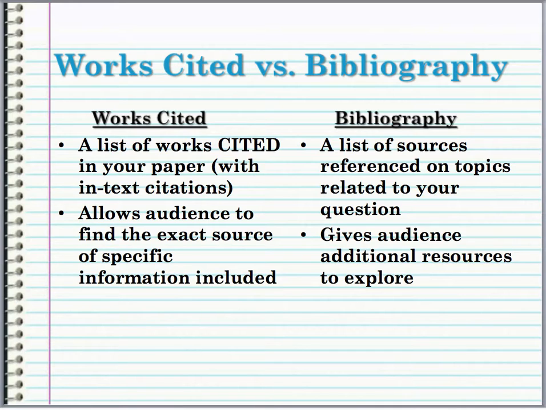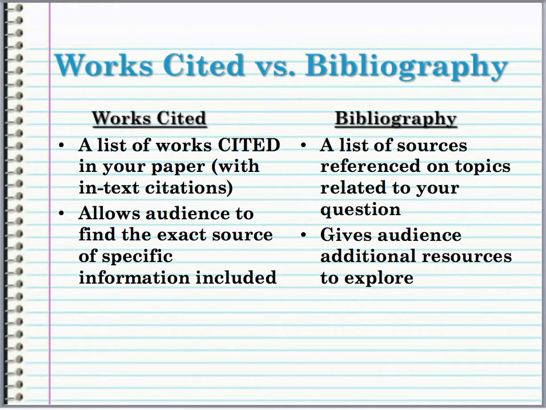A works cited is a list of works that are cited, referenced, included in your paper with in-text citations. The in-text citation will only include a limited amount of information about the source, and then that is the key that takes the reader to the works cited, where they can get all of the information that they need to actually go to the sources that you used. So the works cited allows the audience to find the exact source of specific information included. So somebody could go and find the excerpts that you used.